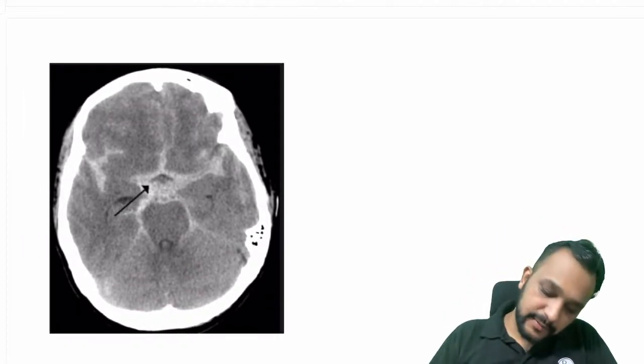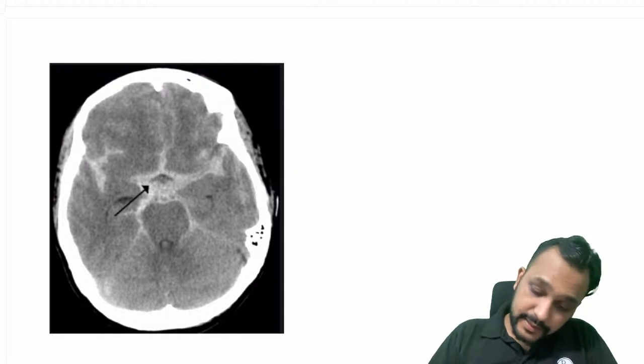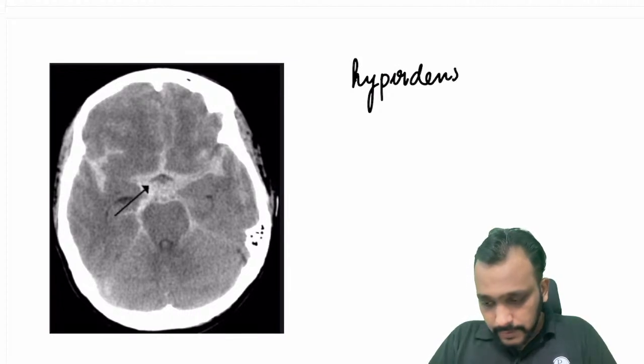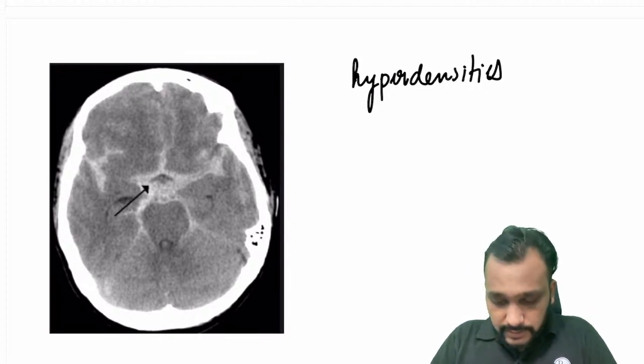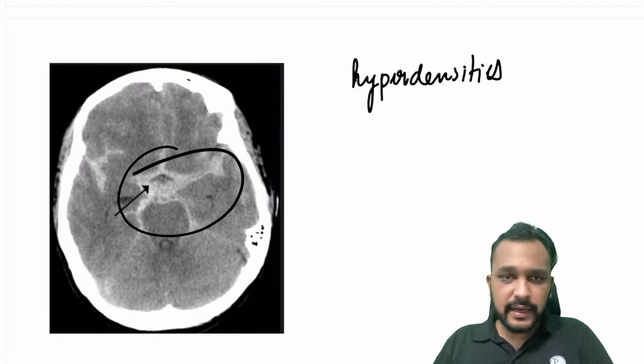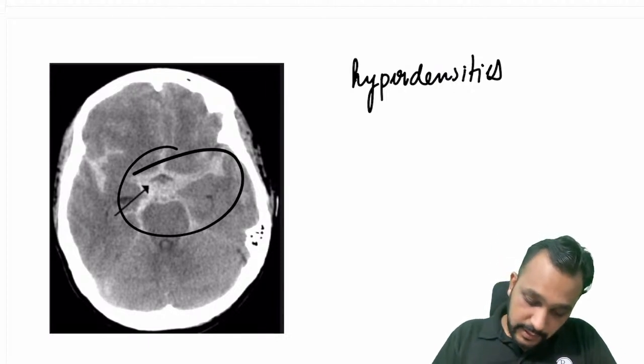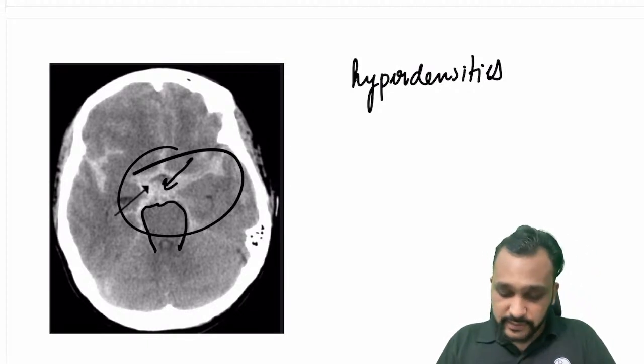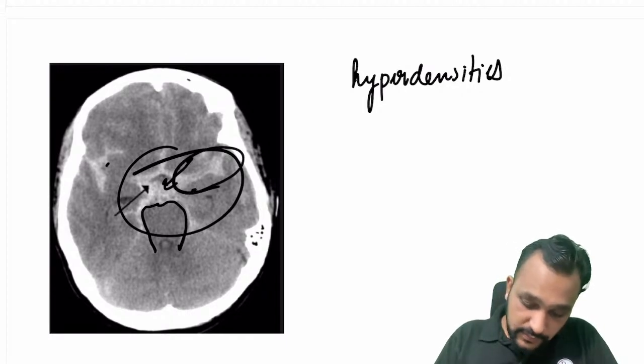So this is another patient. In this patient, we see hyperdensities along the sulcal spaces. This is the part of the pons. This is the interpeduncular cistern, suprasellar cistern. This is the Sylvian fissure.